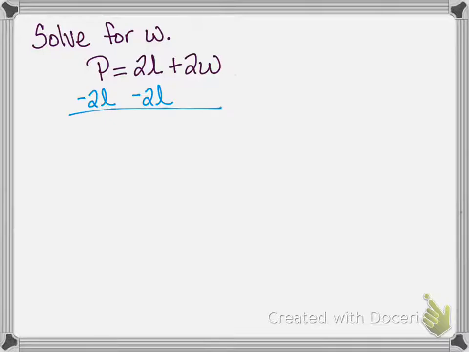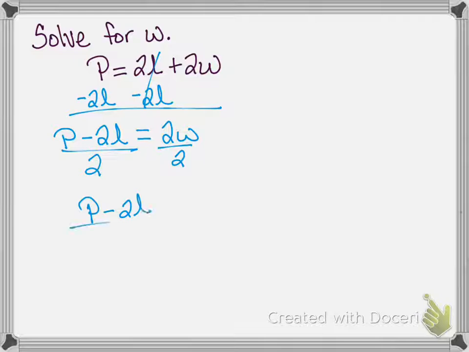Okay. So now I've got P minus 2L. Now what do I want to do? Divide by 2. Excellent. Excellent job. I usually stop right here. So I would get P minus 2L over 2. There's really not any reason to go further than that.